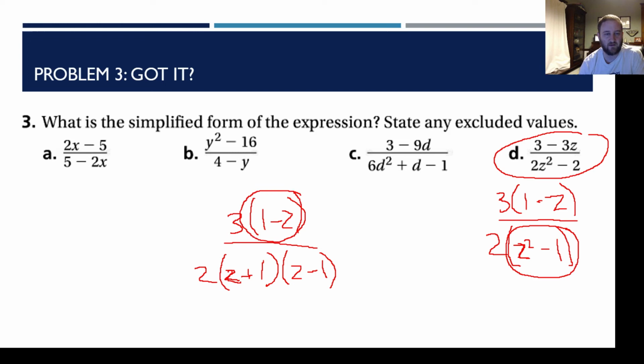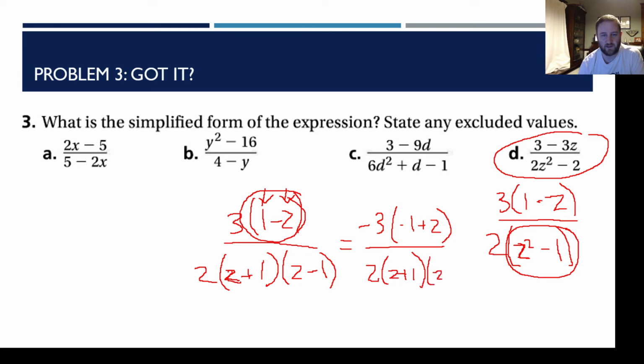Let's say we pull out a negative 1 from this, though. So if we pull out negative 1, 3 becomes negative 3, 1 divided by negative 1 becomes negative 1, and then negative z divided by negative 1 becomes a positive z, over 2 times z plus 1 times z minus 1. So negative 1 plus z is the same as z minus 1. So this and this cancel out, and then we're left with negative 3 over 2, this is a 2, not a z, and then this is a z plus 1.